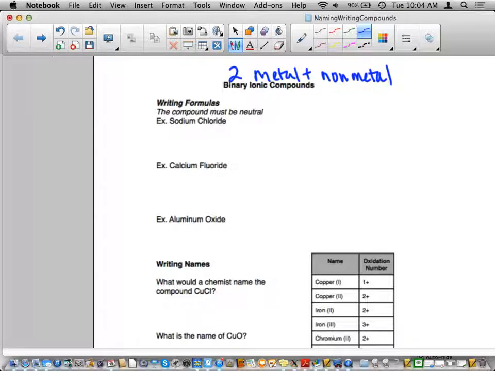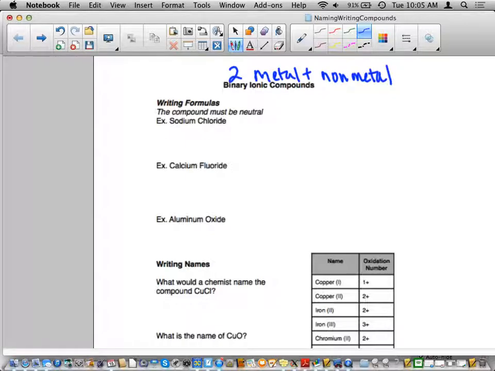The metals always have what charge? Positive, negative? Look on your periodic table and look at your metals. What are the charges on your metals? Positive. They have a positive charge, and how about your nonmetals? They have a negative charge, so we're mixing a positive with a negative. All right, all compounds, when we're mixing them, they need to have a neutral charge when they come together.